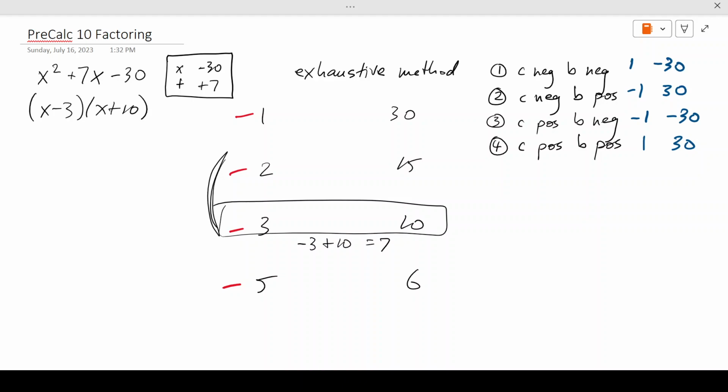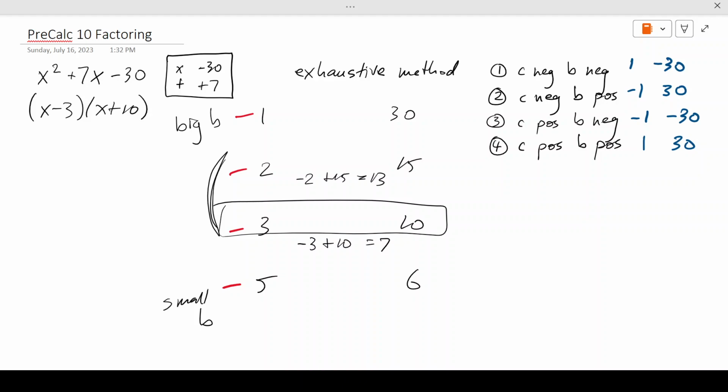Now, maybe I would have picked this one first, and that's fine. -2 plus 15, I'd get 13. That's not 7. So then I'd pick the other middle one. Because once again, we're going to have big values of b at the top, small values of b at the bottom. So this is how I'm choosing where to do the calculations first.